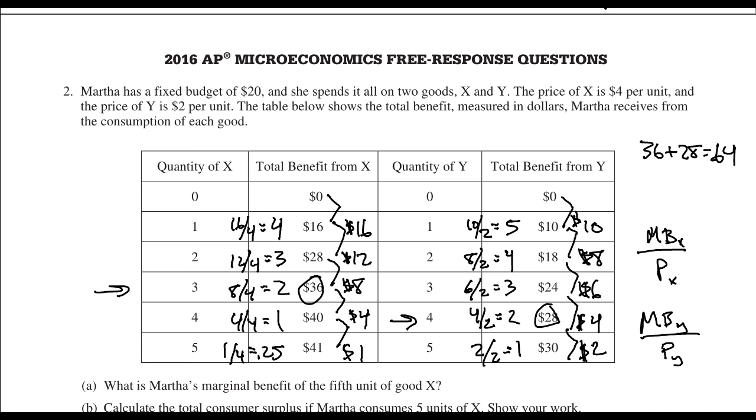And what are other possible combinations I could buy? Well, if I bought 4 units of X, I'd get a total benefit of $40, but that would cost me $16, which means I'd only have $4 left because my fixed budget is $20. And so I'd only be able to buy then 2 of Y, and 40 plus 18 is only $58. And so this is a higher total benefit combination of X and Y that I can get.